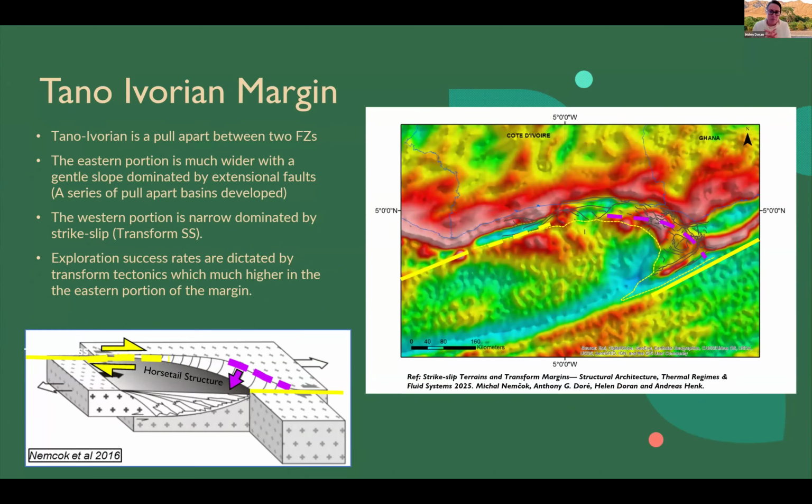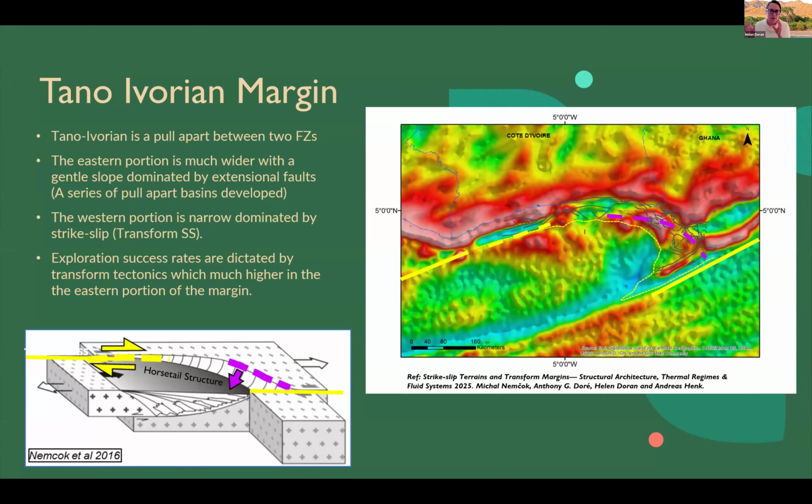So let's just start by looking at the structural layout of the margin. The basin has a very distinct geometry, as many transform margins have. You can see that wide eastern end that's offshore Ghana, and that much narrower western end offshore Côte d'Ivoire. And the eastern portion is characterized, as we've heard over and over again during today, by extensional faults, which has led to the formation of multiple pull-apart basins. In contrast, when we look at the western edge of the margin, it's much narrower. It's structurally controlled by that strike-slip deformation.